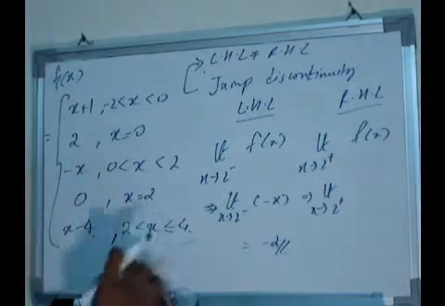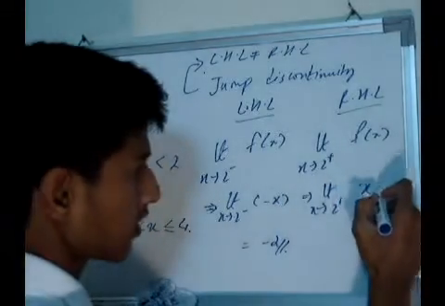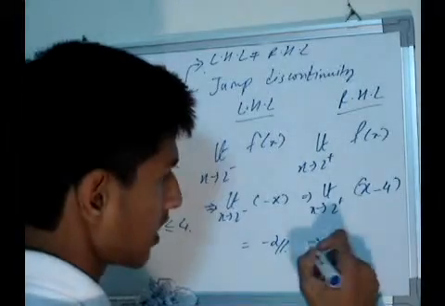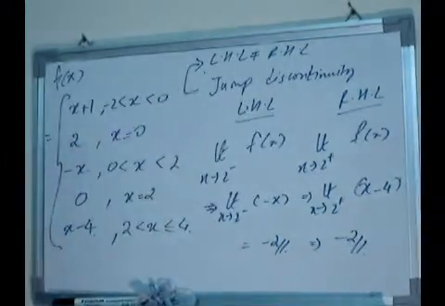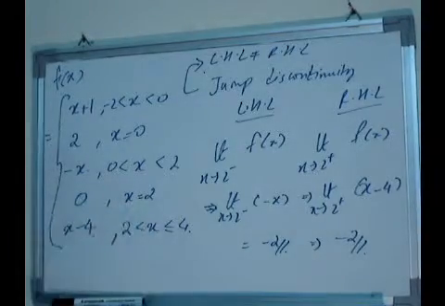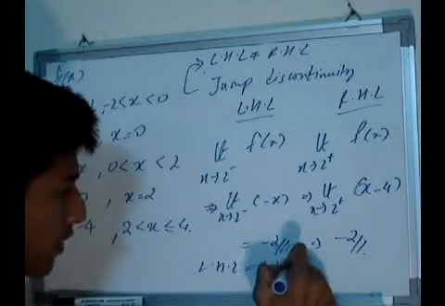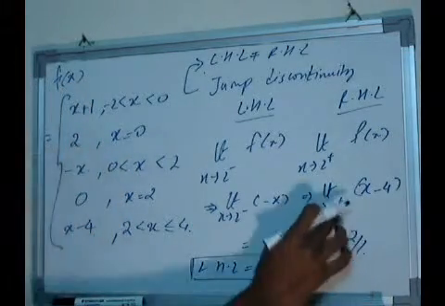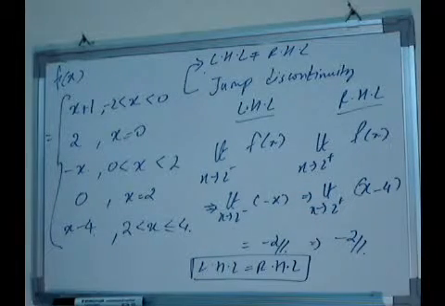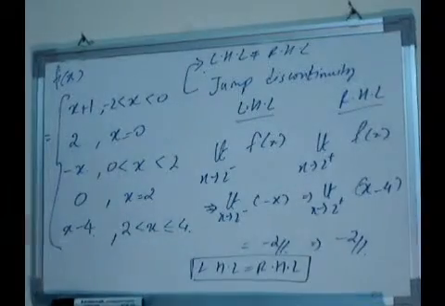The function when we approach the point 2 from the right hand side is x minus 4, and hence it is also equal to minus 2. Over here you can see that the left hand limit is equal to the right hand limit, but for a function to be continuous at the point 2, we also need to satisfy that the limit should be equal to the value of the function at the point 2.